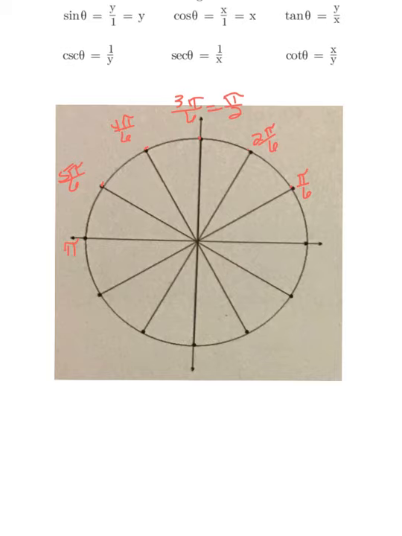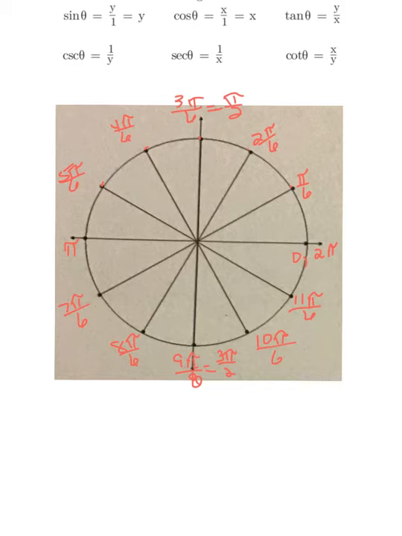If you go to the bottom 2 quadrants and continue that pattern, we would have 7 pi over 6, 8 pi over 6, 9 pi over 6, which is 3 pi over 2, 10 pi over 6, 11 pi over 6, and then 12 pi over 6 is 2 pi. This is also 0, don't forget that.